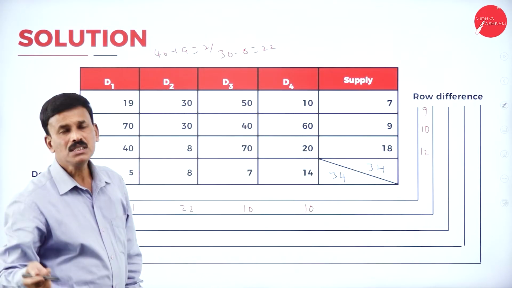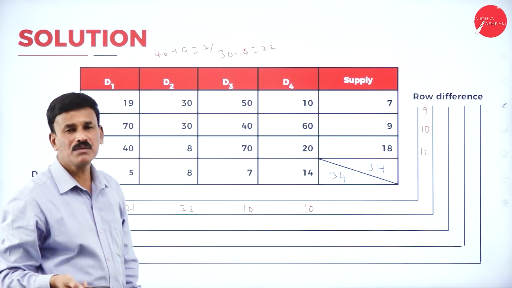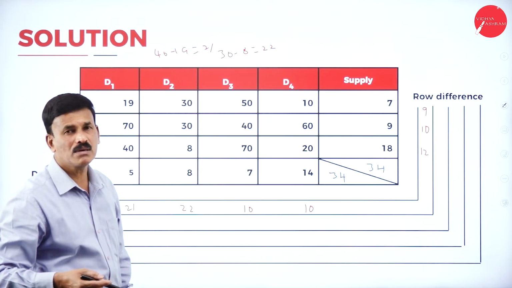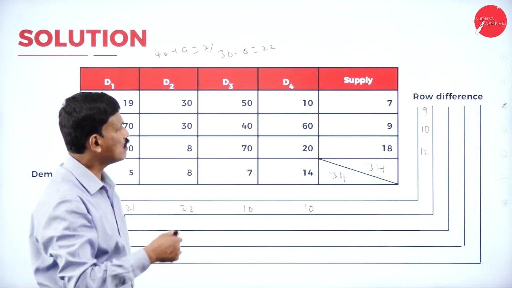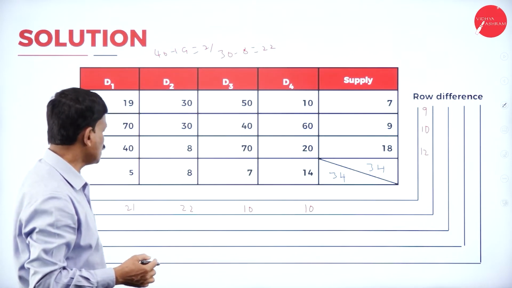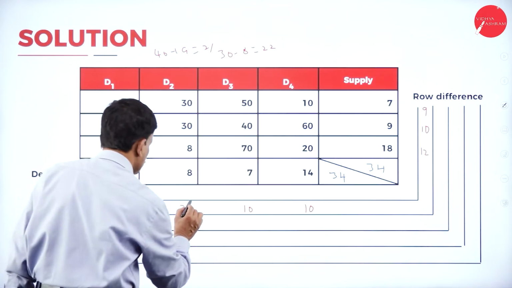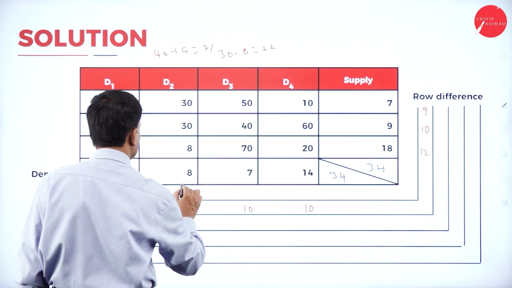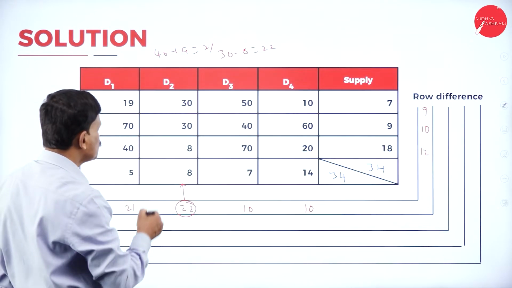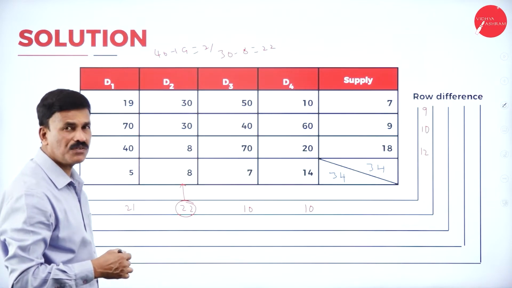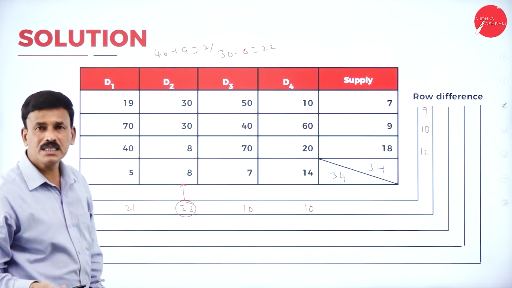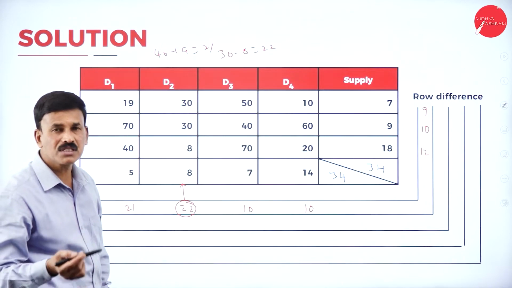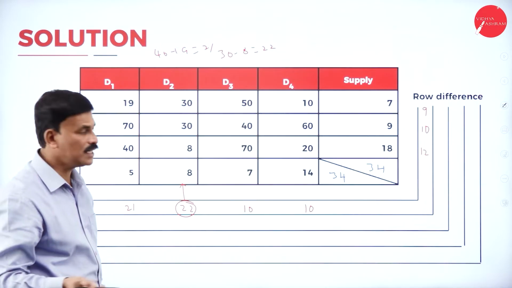Now here, just identify the maximum difference value, that is the maximum penalty. So these are called the penalties. The maximum penalty is 22. This is the maximum penalty corresponding to D2. Okay. Now in this D2 column, just identify the supply and the demand. Find out whether the supply is least or the demand is least.